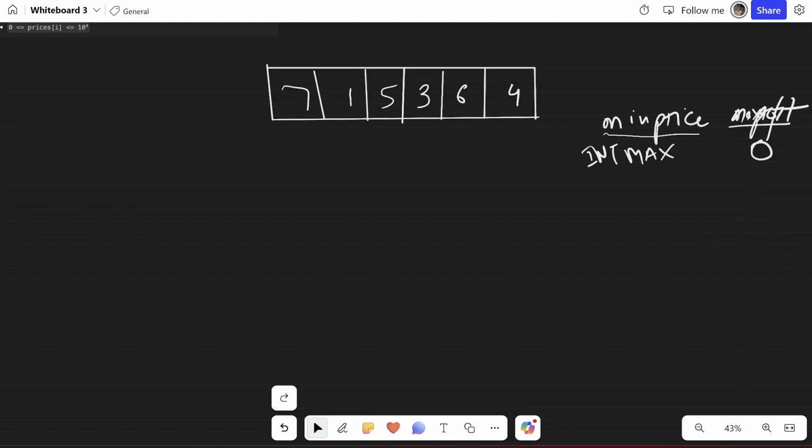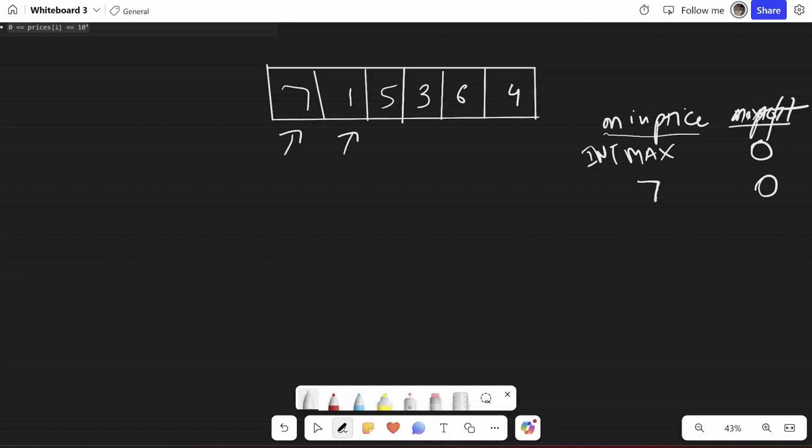Now let's start with this array and let's move from left to right. Okay, we come to 7. For 7, max profit will remain 0 because I can't sell on the first day. Min price will become 7 because 7 is less than int max. Then moving on to 1. If I sell on 1 and buy on 7, then it will be minus 6 profit, which is less than 0. So max profit will remain 0. Min will now become 1.